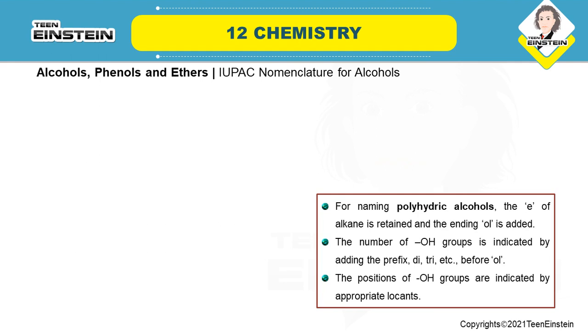Some more IUPAC nomenclature rules we will see. Until now, all the examples that you have seen are only for monohydric alcohols. But what about polyhydric alcohols? That we will see now. If you want to do the IUPAC nomenclature for polyhydric alcohols, now the E of the alkane is retained. Okay. Remember all the examples that you have seen in the last slide.